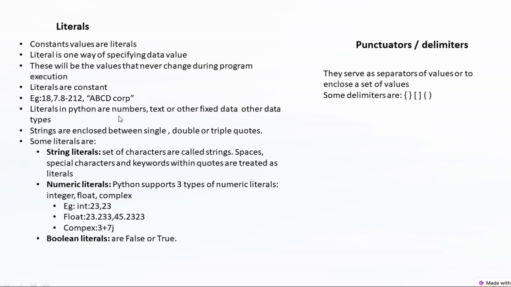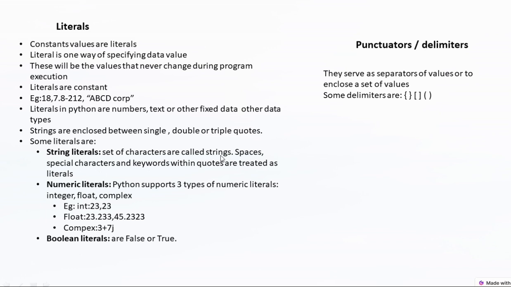So literal in Python can be a number, it can be a text, or it can be other fixed data. Now strings, if you are using, you have to enclose it between quotes. You can either have single quotes or double quotes or even triple quotes. So anything enclosed between quotes will be identified as a string. So what are the different types of literals that you can have? We have three types of literals: string literals, numeric literals, and Boolean literals.